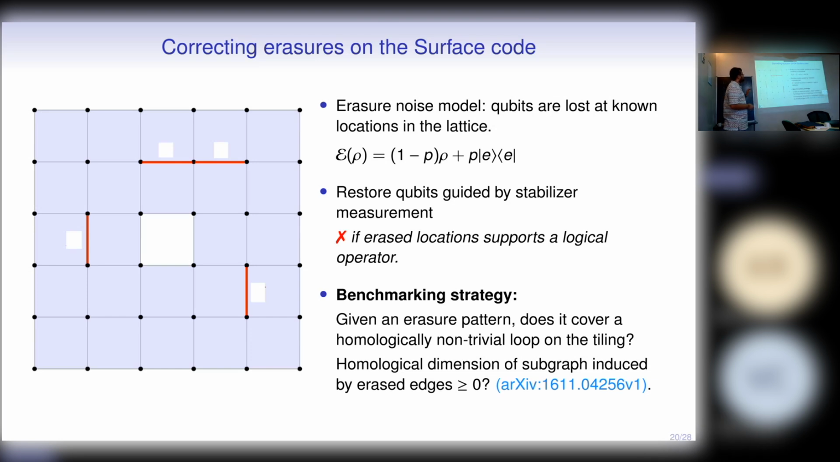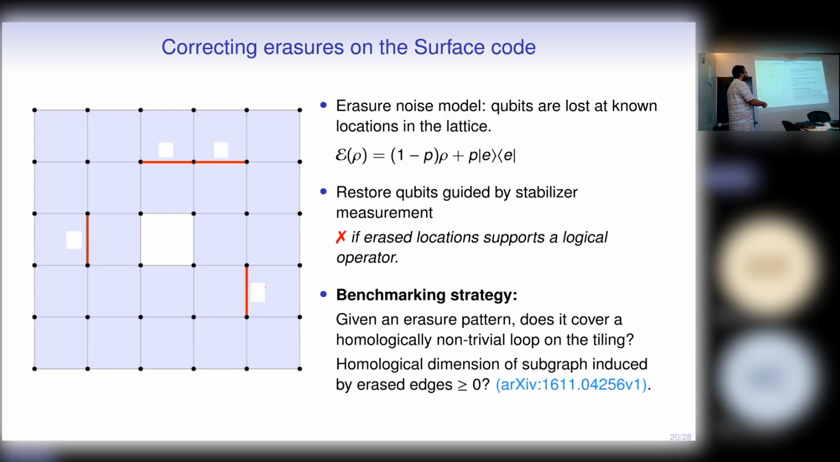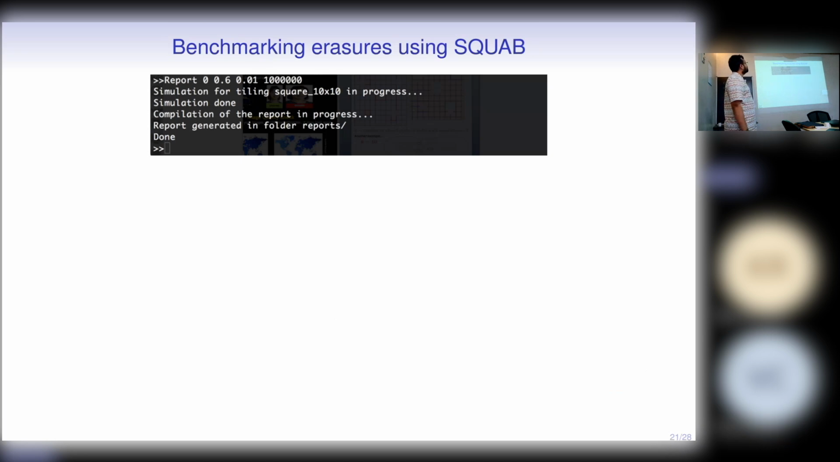So to correct these types of errors, to restore the system, you have to ask: if my error is some chain, is there a logical operator that can be completely contained in this chain? Okay? And it turns out, I'm not going to show how, you can do this in linear time. This is a bit of an involved process. It involves computing what's called a homological dimension of a chain in a lattice. But I won't go into it, and it's there in this paper. Now we have a linear time solution, right?